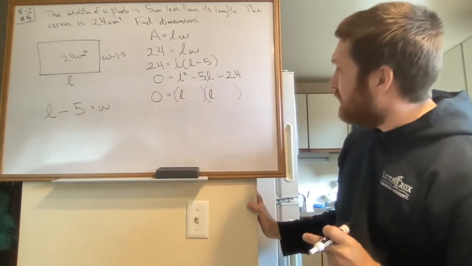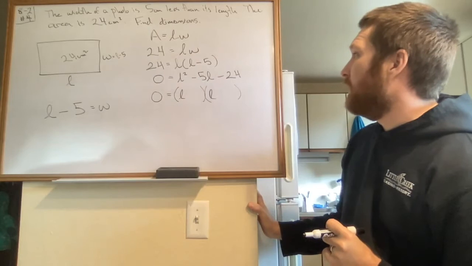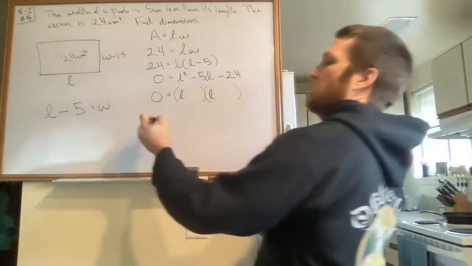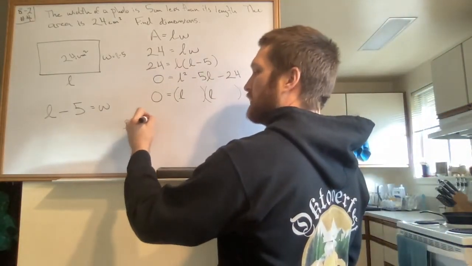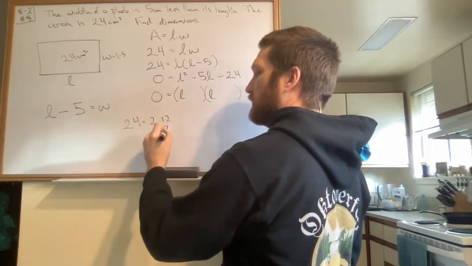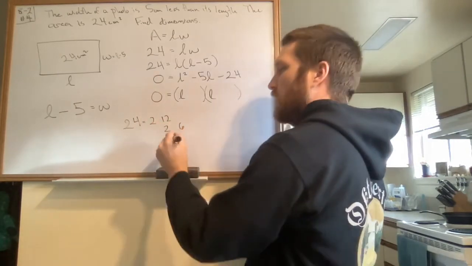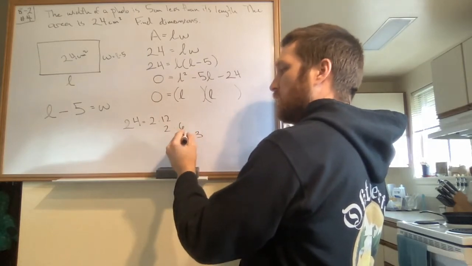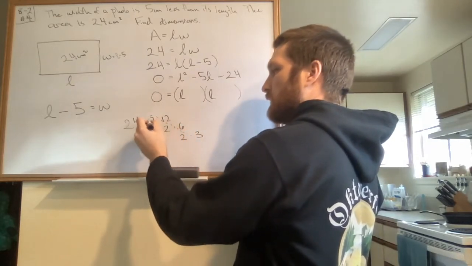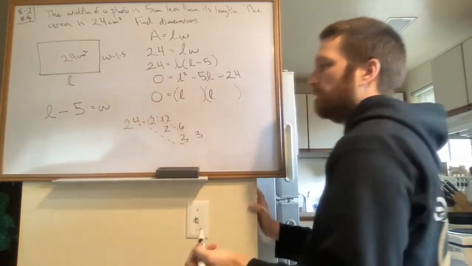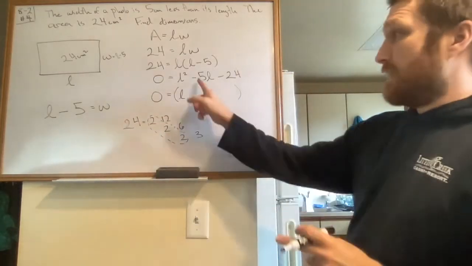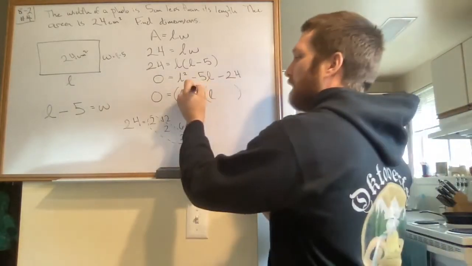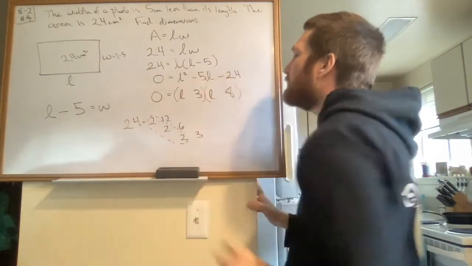Did I do this right? Let's see. 24 is 2 times 12, which is 2 times 6, which is 2 times 3. And so what if we did that? 2 times 2 times 2, or 8 times 3. So 8 and 3, oh yeah, 8 and 3 can give me a 5. So let's do that, a 3 and an 8.